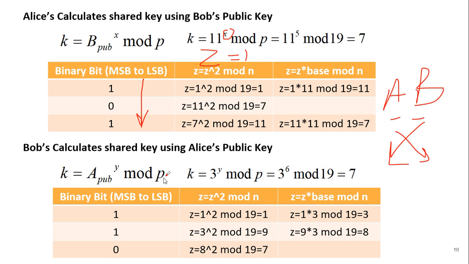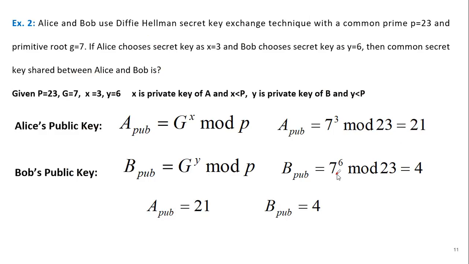Here we can again apply the square and multiply algorithm, because when we use this algorithm, the chances of errors are very less, because the procedure is very systematic and every time we only need to do very small operations.